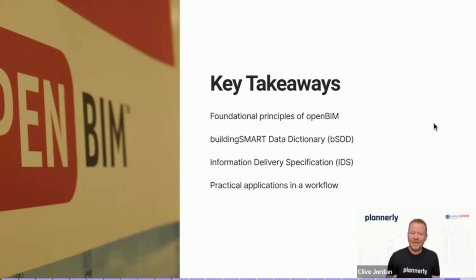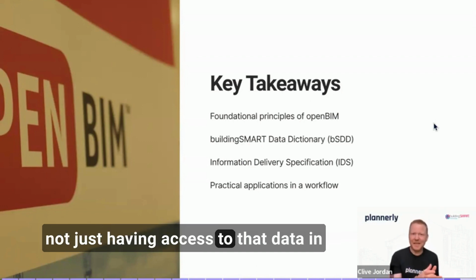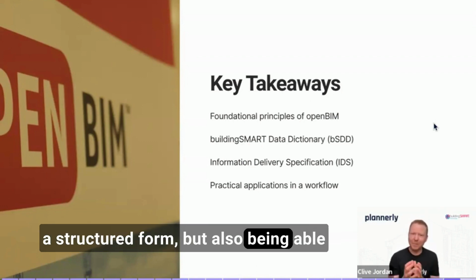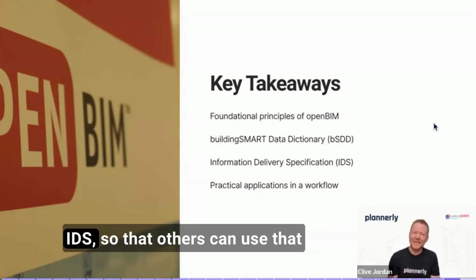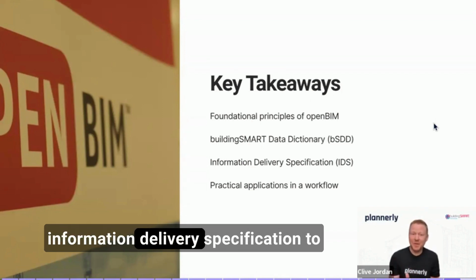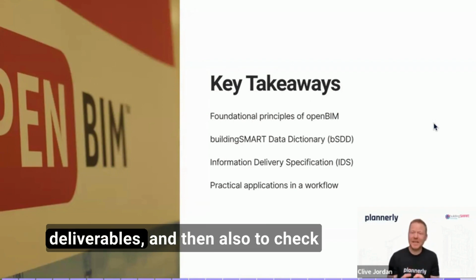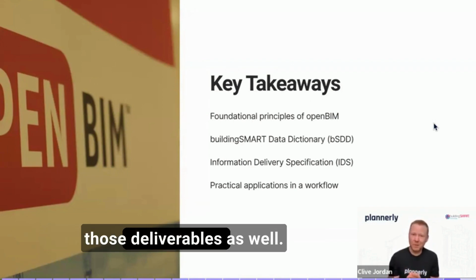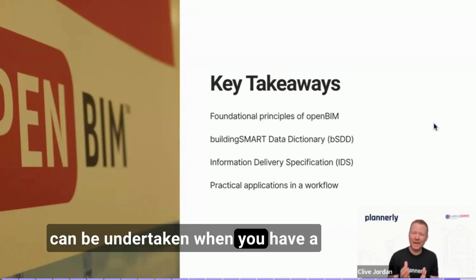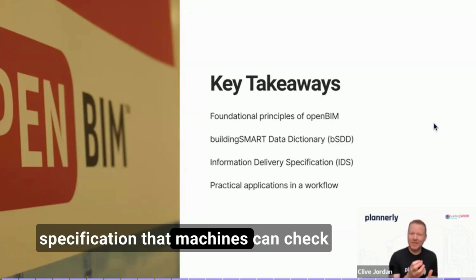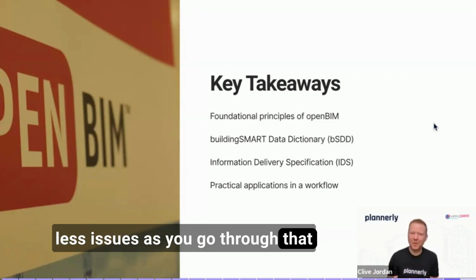The second part of the sandwich here is not just having access to that data in a structured form, but also being able to combine it and deliver it in an information delivery specification, an IDS, so that others can use that information delivery specification to contract for, to help build the deliverables, and then also to check those deliverables as well. And the autonomous checking workflows that can be undertaken when you have a specification that machines can check against means that you'll end up with less issues as you go through that workflow.